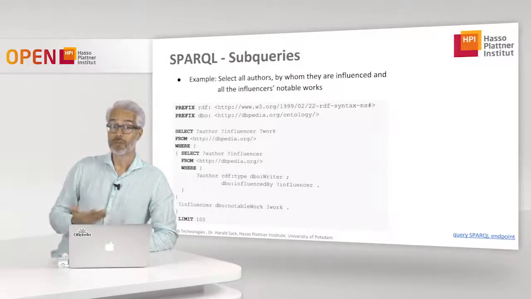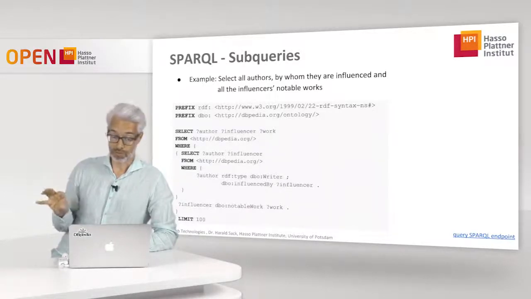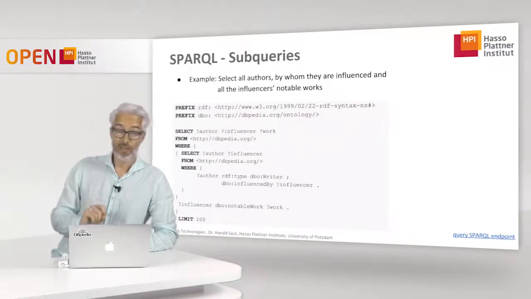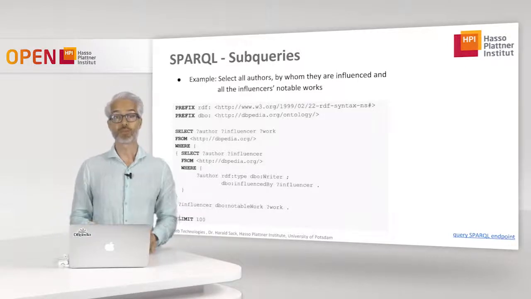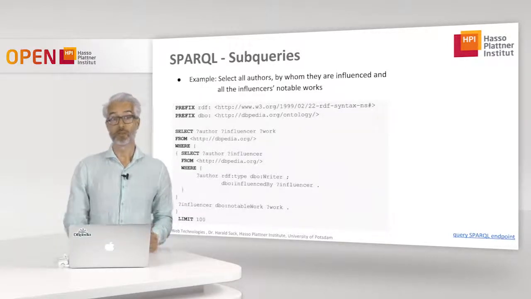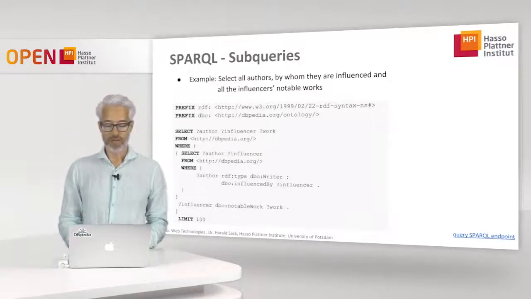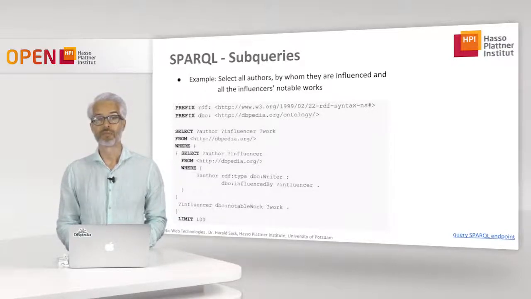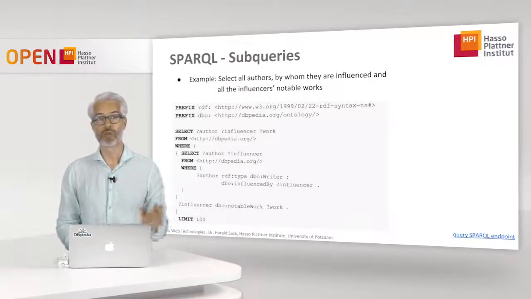This new inner subquery has to be embraced again by curly braces to separate it from the rest of the where clause. Within these curly braces, a new select starts, and here we want to select authors and influencers. We do this simply, look at the where clause of the inner select, by stating authors are of type DBO writer, and of course they should be DBO influenced by their influencer. So this is the inner subquery. The result of that will be authors and influencers.